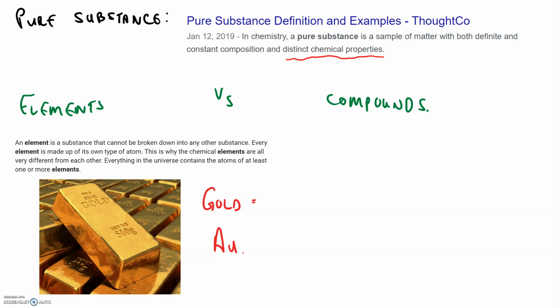And these things that say distinct chemical properties, remember this right up here? Distinct chemical properties. Well, gold has the same properties all the way down to the atomic level. That means a single atom of gold has the same chemical properties as a great big ingot of gold, like what we see here.